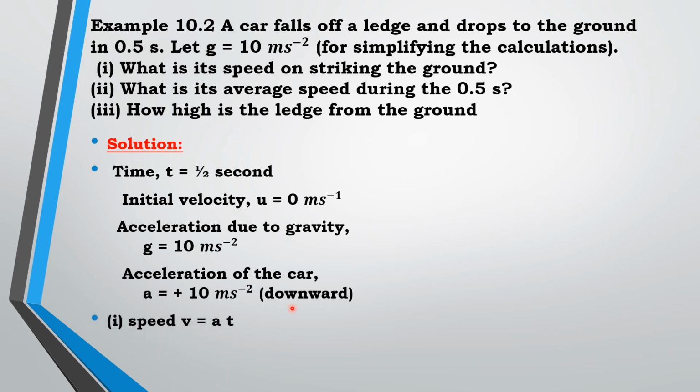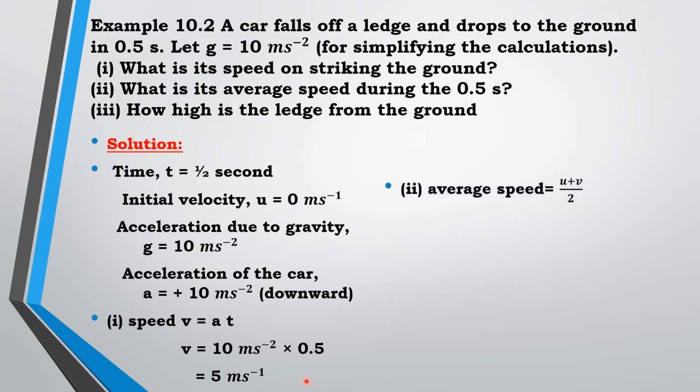So it is plus 10 meter per second square. So first we have to find the speed. So v is equal to u plus at, but here u is equal to 0. So we can directly write v is equal to at. And now we are given a and t. So v is equal to 10 into 0.5, or half, so we will get 5 meter per second.